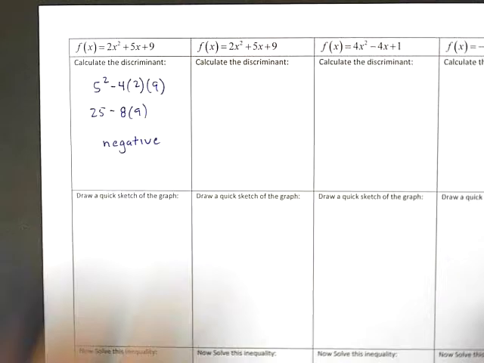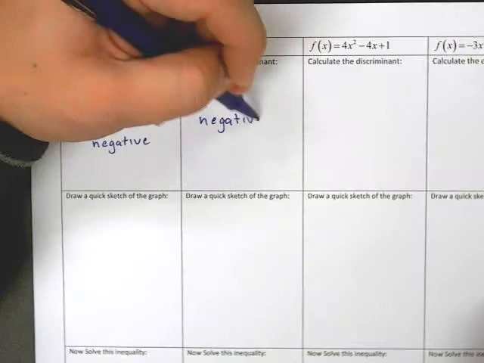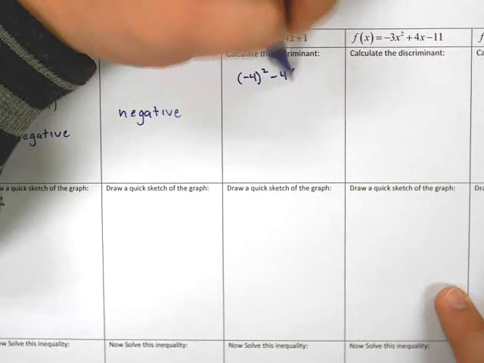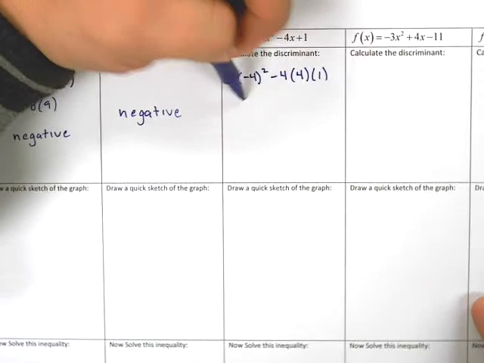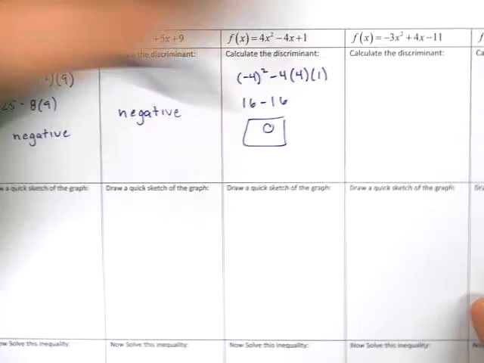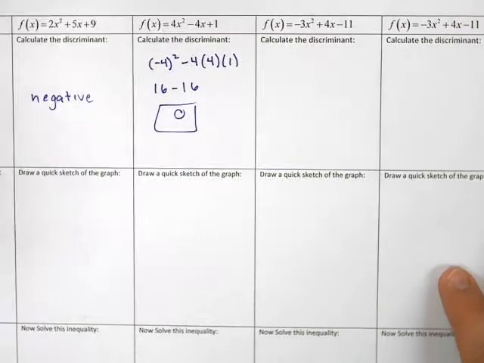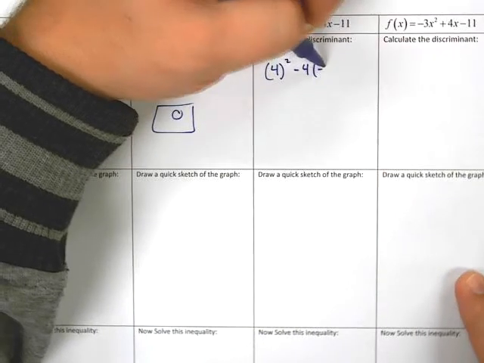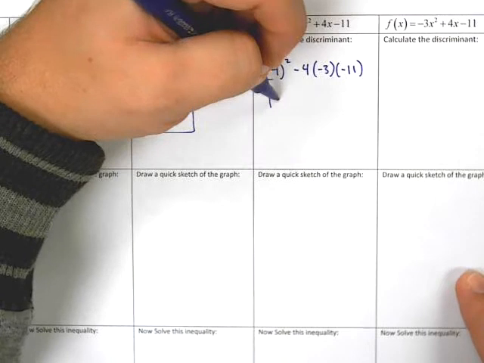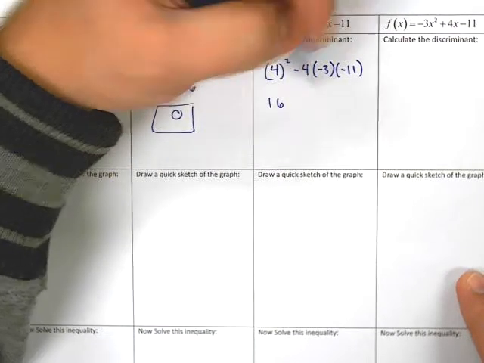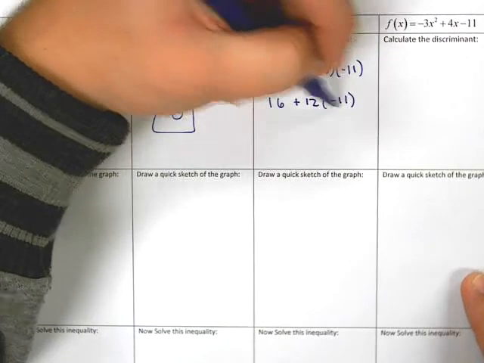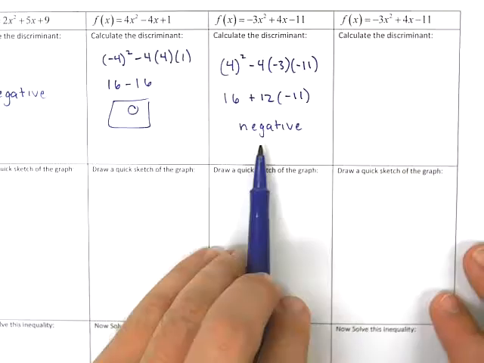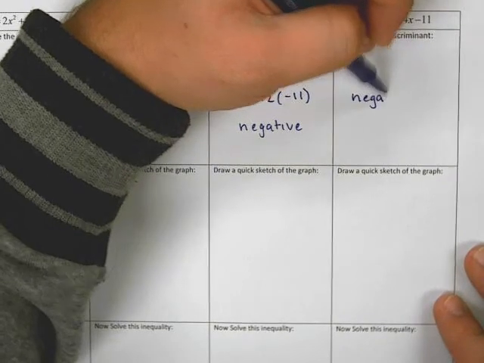Alright. The second box is the exact same, so I'm just going to already write it's negative. Alright, this is different, so now I'm going to have a negative 4 squared minus 4 times 1, or what? 16 minus 16, so I have a 0. And, okay, calculate discriminant. 4 squared minus 4 times negative 3 times negative 11. So negative 4 and negative 3 would be positive 12, but I still have this negative 11. So once again, this is going to be negative. And then, of course, this one's going to be the same thing.